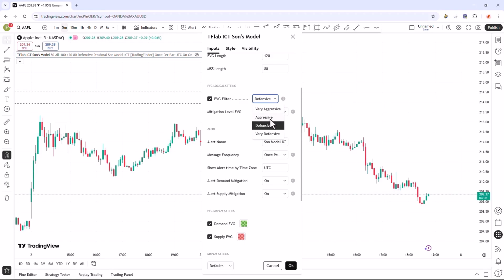By selecting the aggressive mode, in addition to the conditions of the first option, it also ensures that the middle candle is not excessively small.